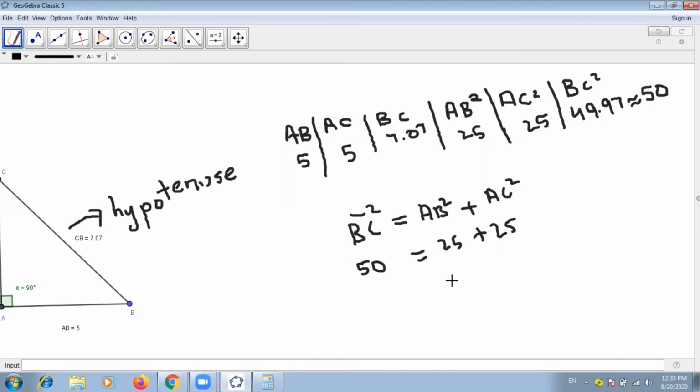So it means that whenever we sum the squares of the two smaller sides, we get the square of the largest side. That is called the Pythagoras theorem. It states that the sum of the squares of the two small sides is always equal to the square of the larger side. So basically, the sum of the squares of the two small sides is equal to the square of the largest side. That is called the Pythagoras theorem.